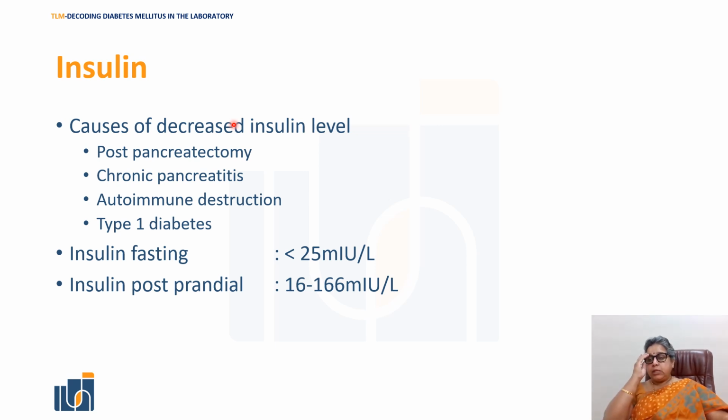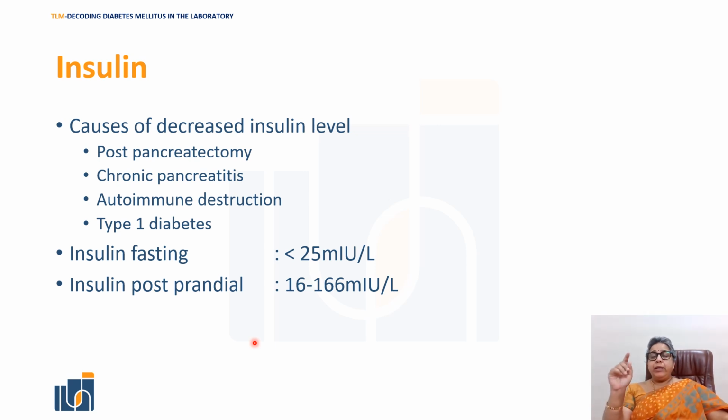So you can do the insulin assay either fasting or in a postprandial stage. Both of them will give you this kind of a picture. Fasting insulin is less than 25 milli-international units per liter, and postprandial insulin is between 16 to 166 milli-international units per liter. So the insulin test will be ordered only in those cases where we are not able to correctly come to a diagnosis of hypoglycemia or hyperglycemia.